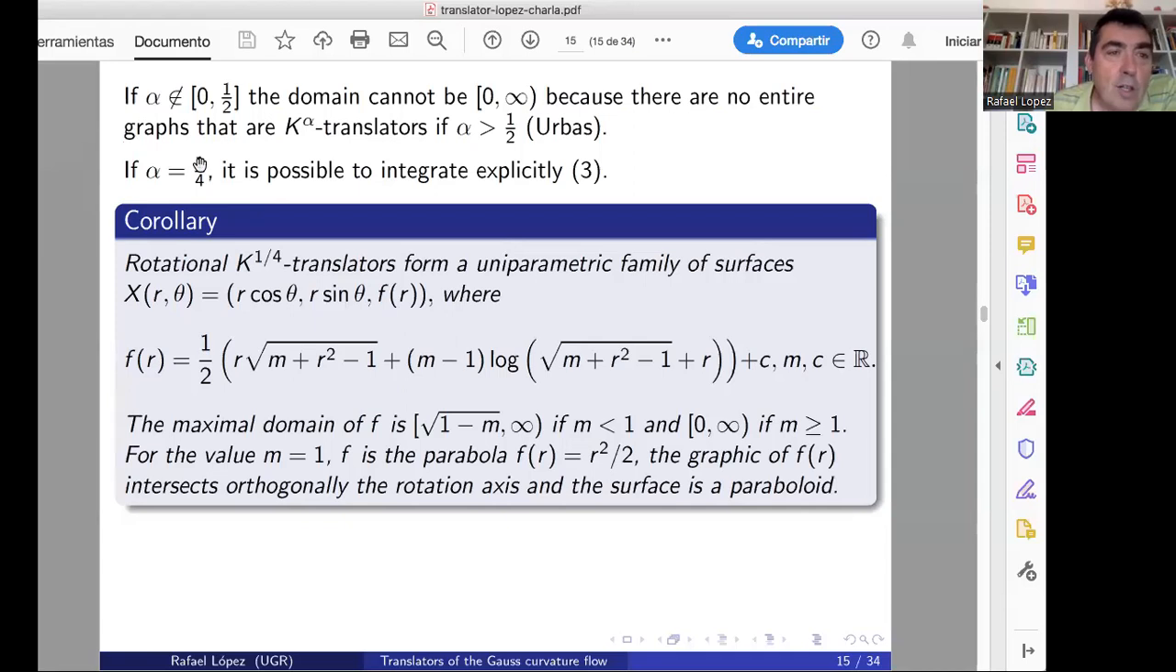When alpha is 1/4, I repeat, this is a special case, then it's possible to solve the question completely. And then we obtain an explicit parametrization of the surface. This is the parametrization of the surface, and f is this expression. The Cm are constants. For example, when m is equal to 1, then f is a parabola, and the surface is a paraboloid.